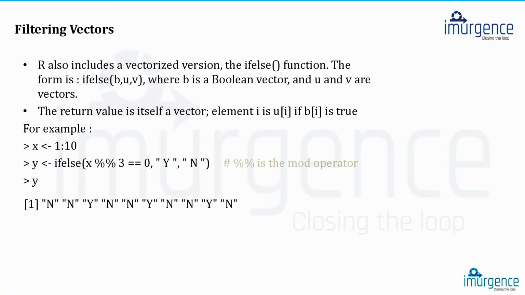R also includes a vectorized version, the ifelse function. The form is ifelse(b, u, v), where b is a boolean vector and u and v are vectors. The return value is itself a vector. Element i is u[i] if b[i] is true. For example, if you create a vector x <- 1:10 and you say ifelse(x %% 3 == 0, ...), you're basically checking with the mod operator. If it comes out to be 0, then you are flagging it with a "y", or else you are flagging it with an "n".